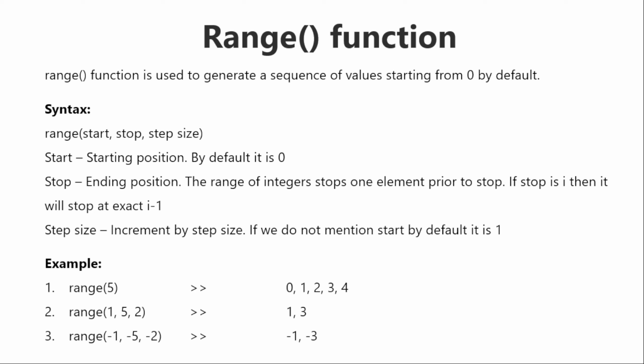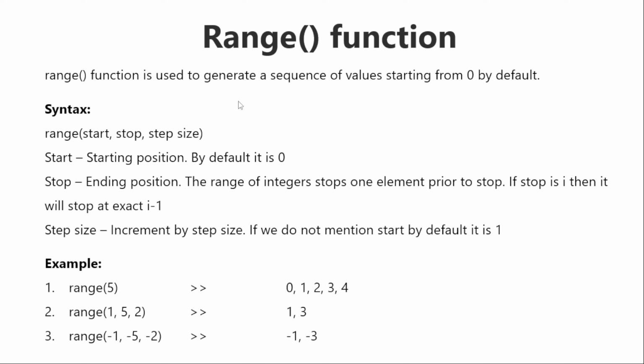Now, if it is range of 5, we can print the elements 0, 1, 2, 3, 4. If it is range of 1, 5, 2, then we are able to print the elements 1 to 3. If the range is minus 1 to minus 5, then the values are minus 1 to minus 3.